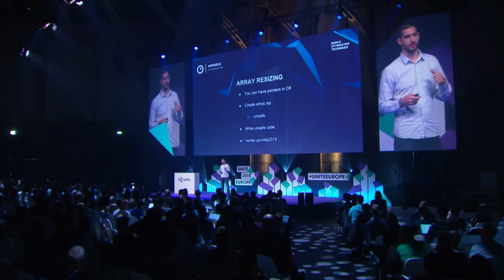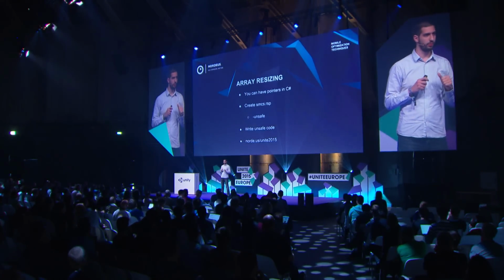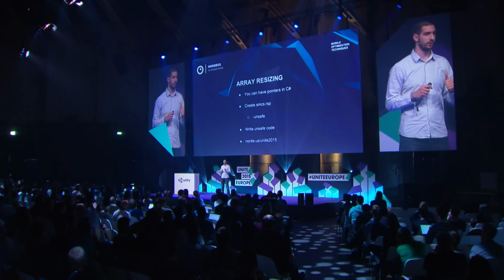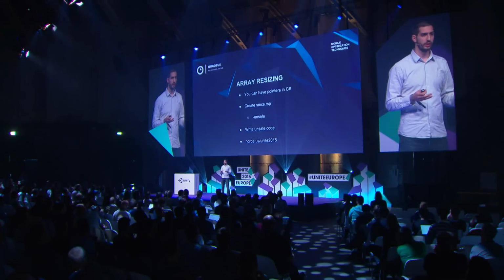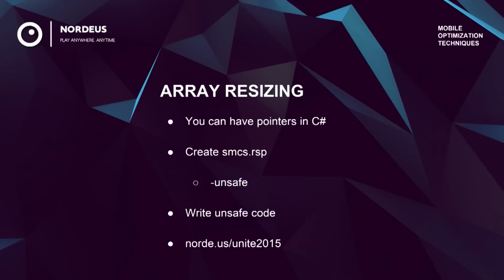You can have pointers in C#. This is my tip for you. You can create an smcs.rsp file, write the unsafe directive in it, and you can write unsafe code. Here, again, I'm showing our implementation of something that we call a varying list. It's a generic list which exposes the underlying buffer of an array, and you can resize it free of cost. It was super useful for us when we worked with procedurally generated meshes.